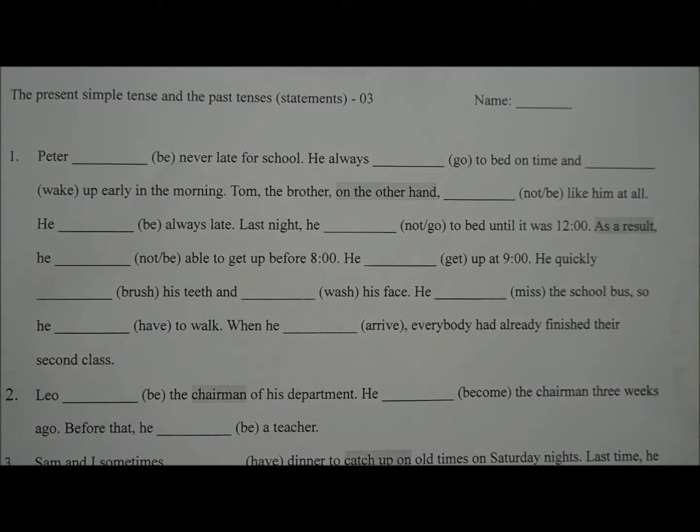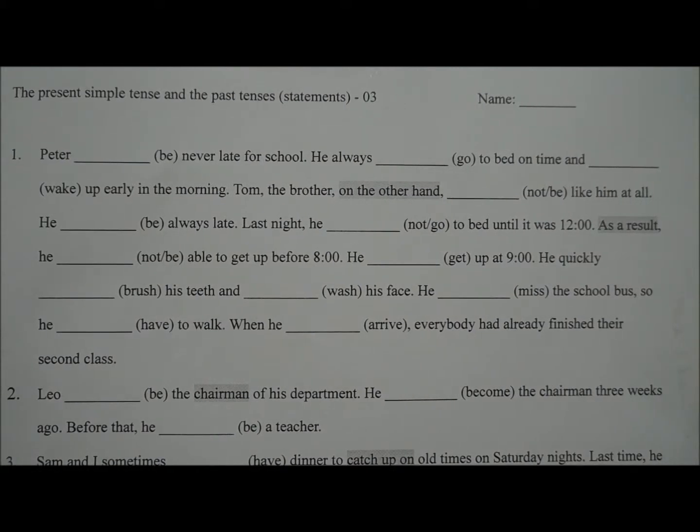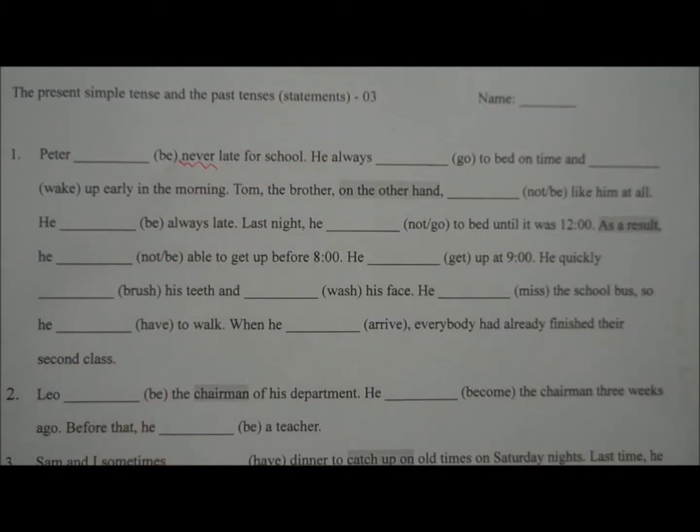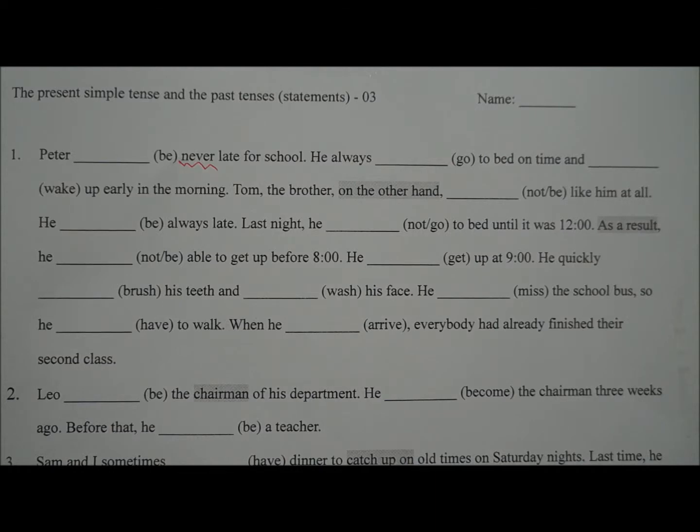Peter never ___ late for school. As usual, the first thing we need to do is to locate, to find the time marker of the sentence. And the time marker of the sentence is the word never. Somebody never does that. We know it's a statement of fact, or you can call that a habit. Anyway, it's the present simple tense. So the be verb that goes with Peter in simple present tense is "is." So Peter is never late for school.